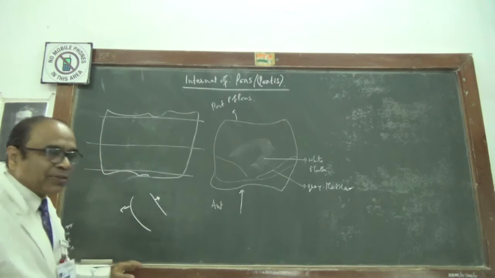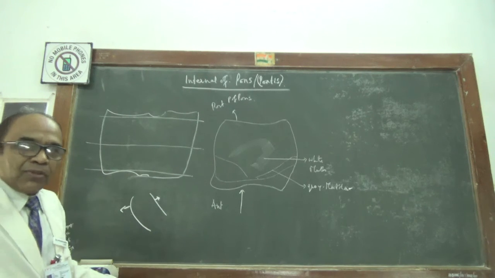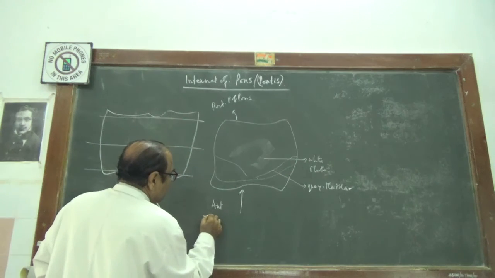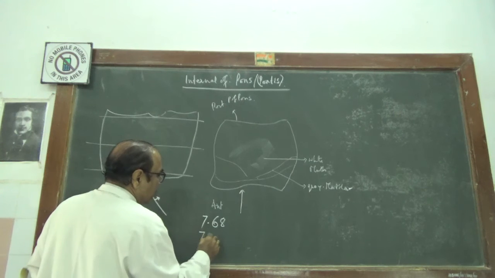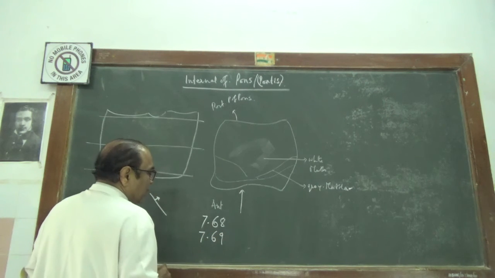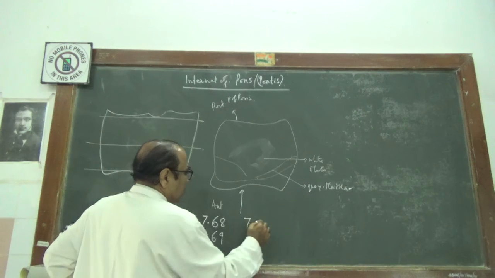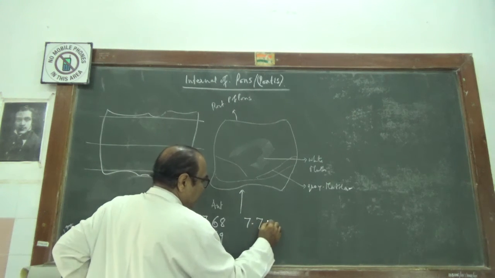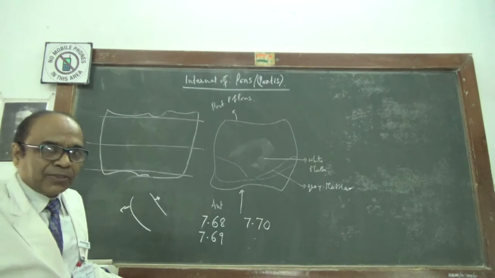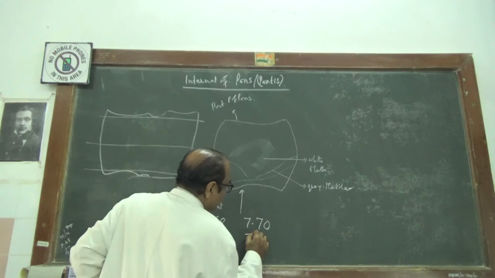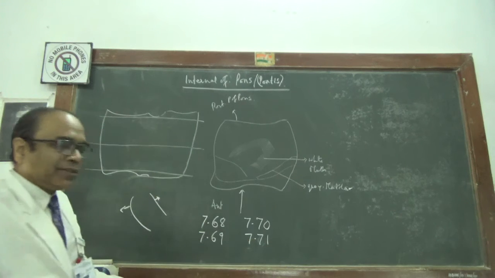So in the internal of the Pons, you will get the figures, very well taken or photographed. One is 7.68, another will be 7.69, and you have got 7.70, and there will be a piece of the Pons that has been taken, and you will be seeing some tracks in that. So that will be there in 7.71.